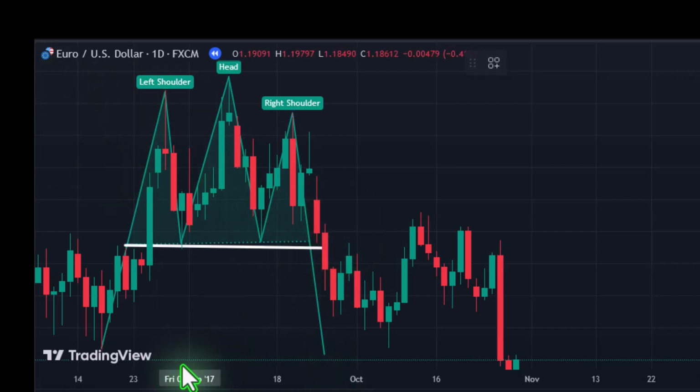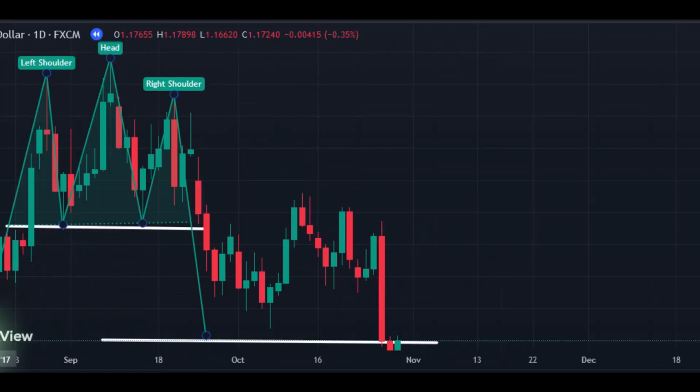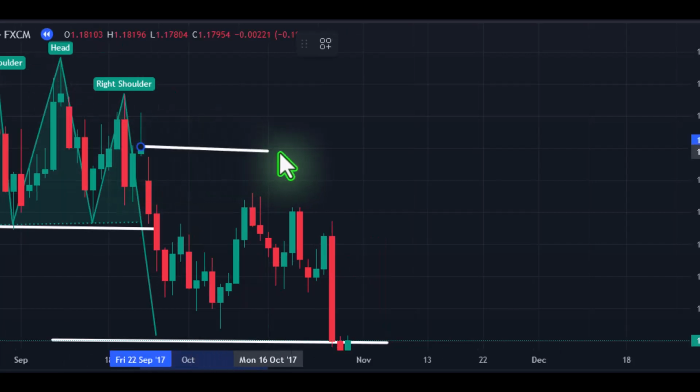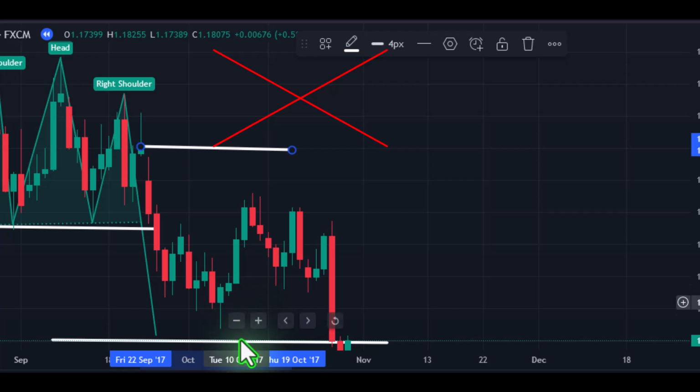then our target is here, which is equal to the other side of the shoulder. So our stop loss will just be above here, so that we can have a proper risk to reward ratio. So we can just put our stop loss somewhere around here, because if we decide to put it above here, then the risk to reward ratio will not be that proper.